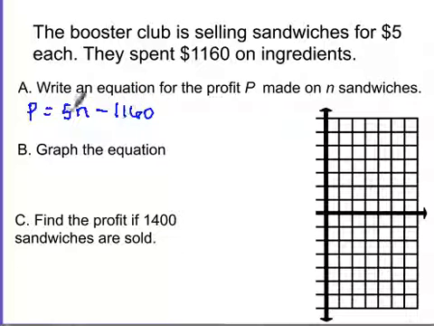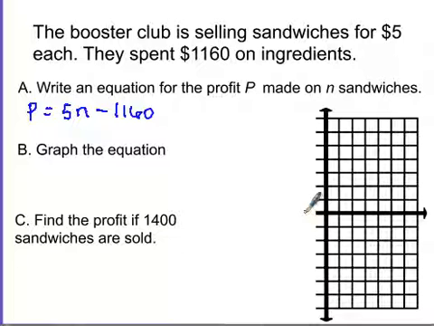That's exactly right. We have to sell some number of sandwiches before we even make a profit, right? Because if we just pile all this stuff in a trash can and throw it out, we haven't made a profit, we've lost money. So we've got to sell some sandwiches first to make a profit. All right, so this is the equation. I like the equation. Good job. Now graph it.